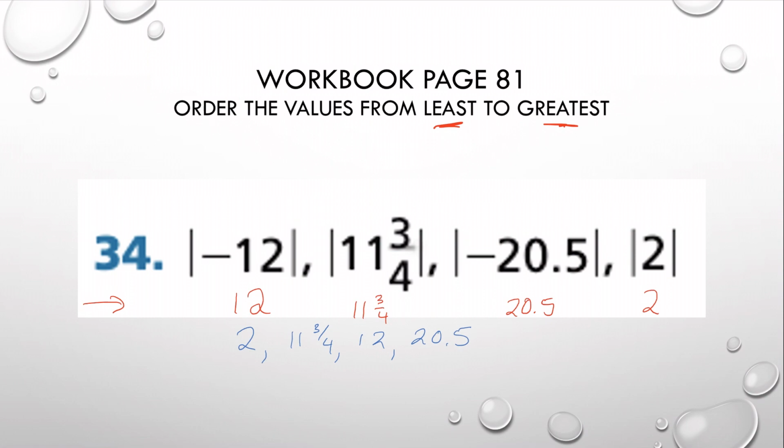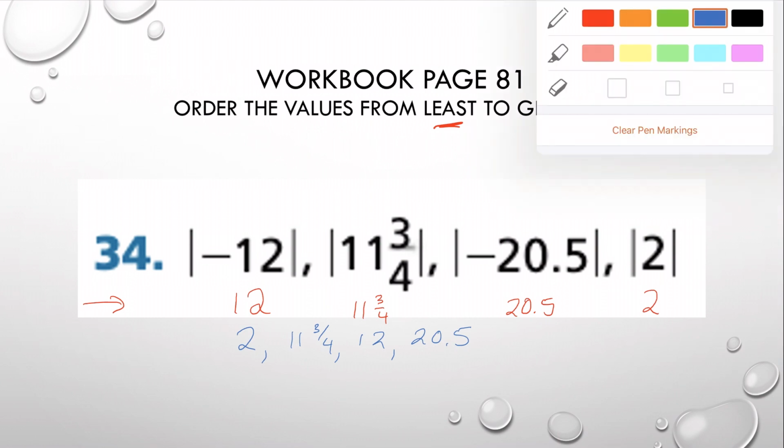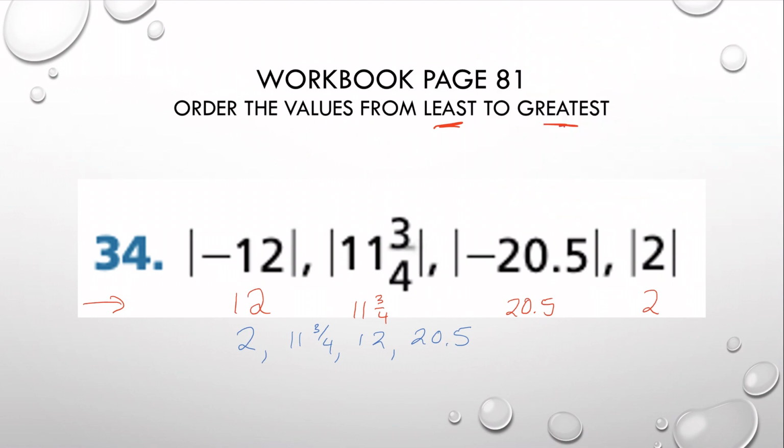But when I write the final answer to this, I need to write how it was written originally in the problem. So my answer is going to be, well, 2 came from the absolute value of 2, so my first value is the absolute value of 2, followed by the absolute value of 11 3/4, followed by the absolute value of -12, followed by the absolute value of -20 5/10. That's how you will write your answer. That's how you will select your answer on the Math Excel on Envisions. You're ordering the answers to the absolute values from least to greatest.